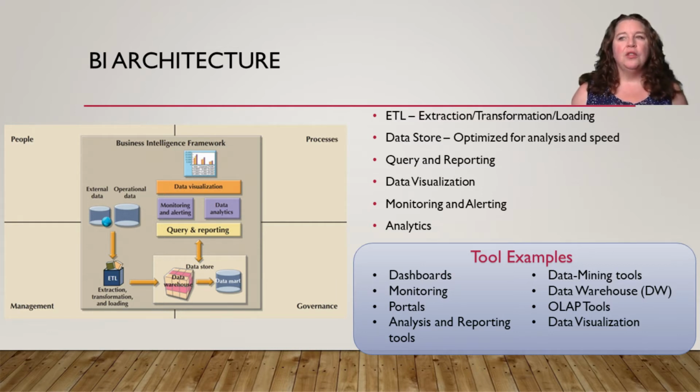Cool. First thing we're going to do is extract, transform, and load, which is the ETL stage. We're going to pull some data out. We're going to munge it. We're going to transform it into something useful, and we are going to load it into our data store. Now, our data store is specifically optimized for analysis and speed. It's our data warehouse, and we're going to have a little bit more conversation about the data warehouse in just a second.